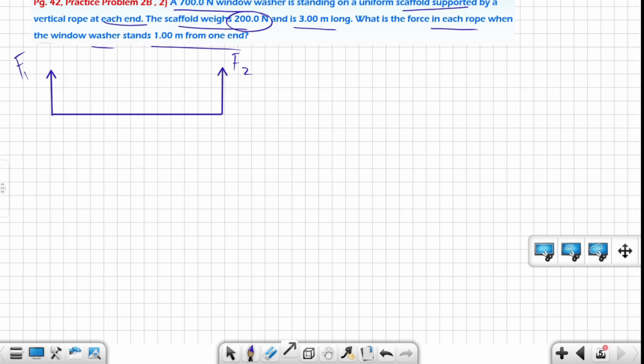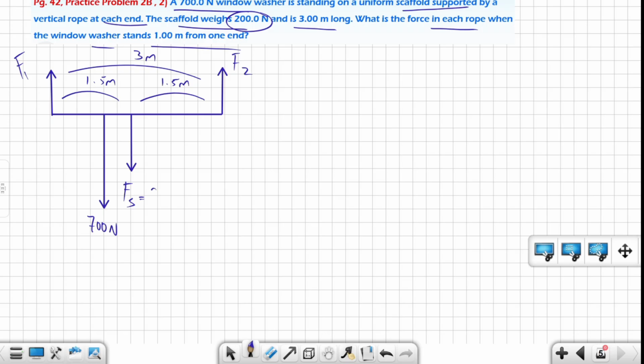The weight of the scaffold is always at the center because it has to be drawn at the center of mass, which is the center of gravity. So this is the force of the scaffold, and it is all 3 meters long. So this side is 1.5 meters. This side is also 1.5 meters. The man is standing, or the window washer is standing 1 meter from one end. No matter which end you choose, you will still get the correct answer. So 700 Newton, and the scaffold was 200 Newton, and this is 1 meter.